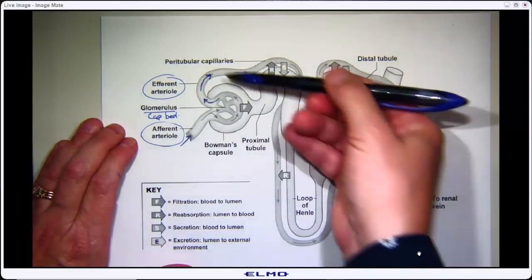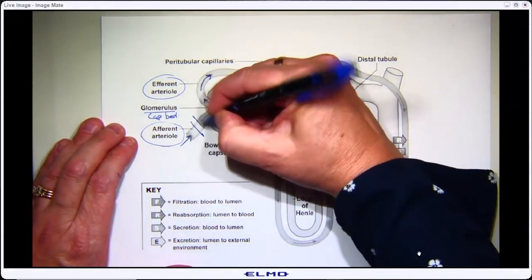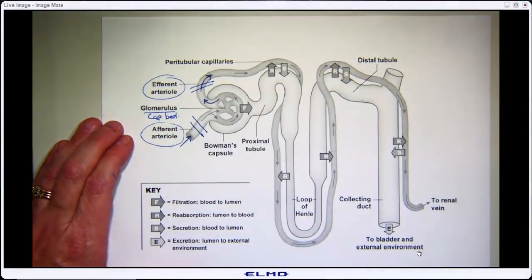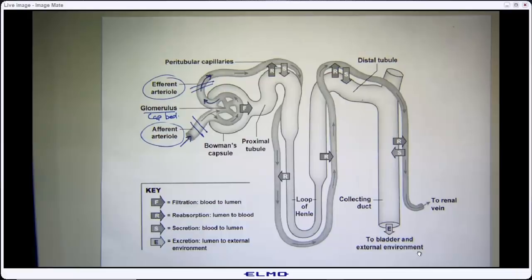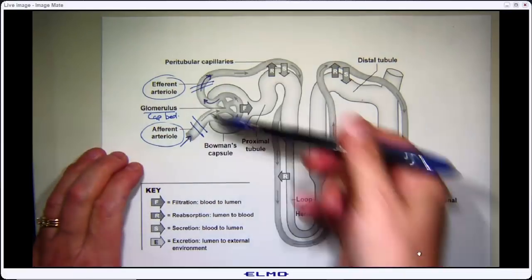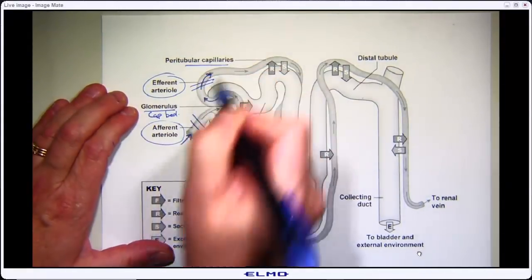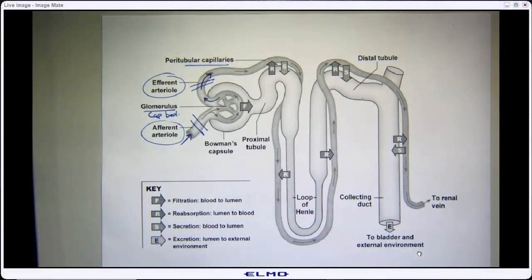And then downstream, so of course we can increase resistance upstream of that glomerular capillary bed. We can change resistance downstream of that capillary bed. And then of course downstream from the efferent arterioles is that second capillary bed, the peritubular capillary.